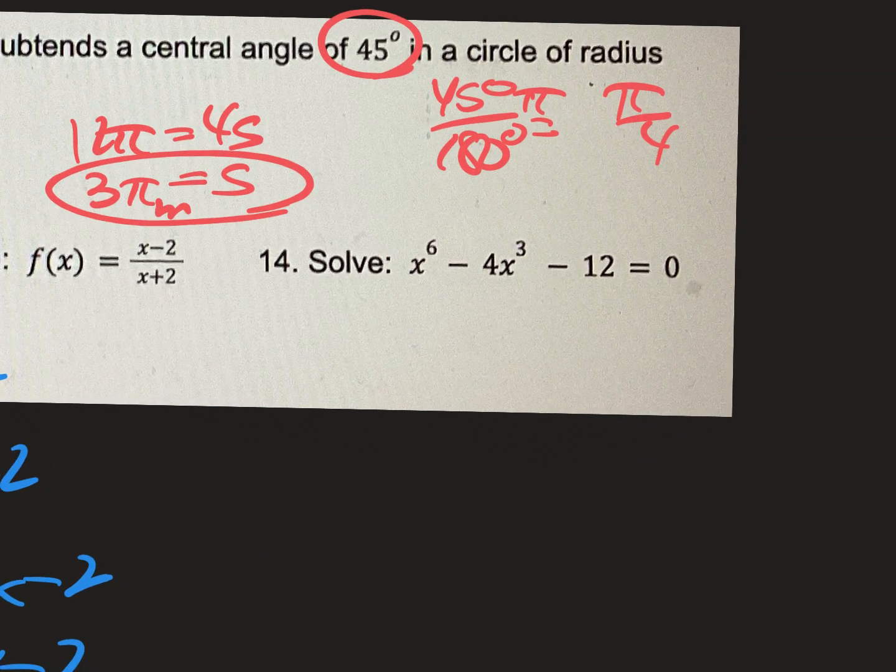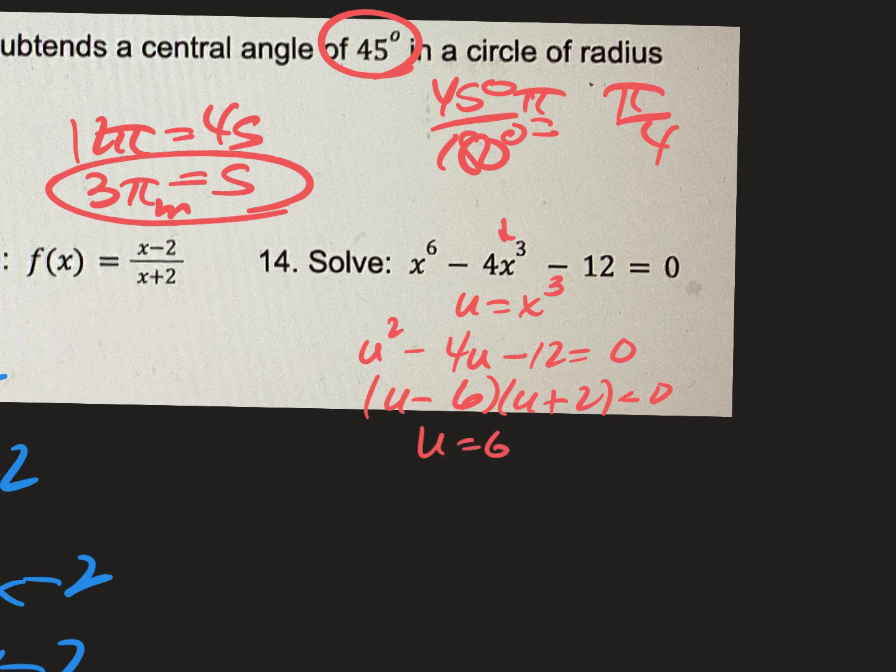All right, 14, old school here. Been a while since we did this one. Anytime the middle exponent is half the first, we use u. Remember, u is always going to be the middle variable. Everywhere I see an x, I'm going to plug in a u. It's always going to be u squared first because that exponent is twice as big as the middle. I just do that so I can factor it easily. I can do u minus 6, u plus 2. So I get u is 6 and u is negative 2.